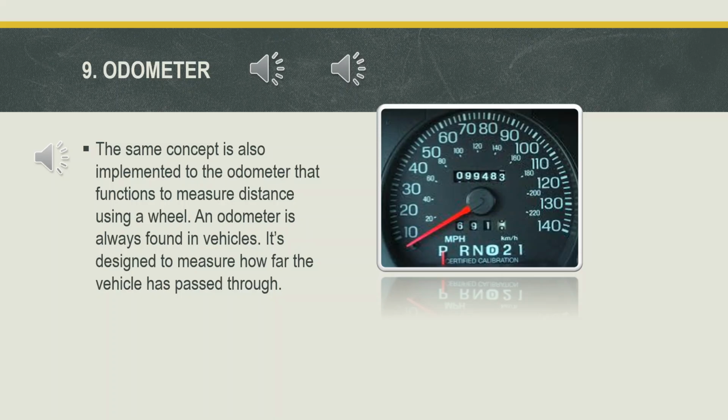This is commonly found in every vehicle or motorcycle. If you have a motorcycle or vehicle at your house, you can find it. The first one is the odometer. The same concept is also implemented in the odometer, which functions to measure distance using a wheel. An odometer is always found in a vehicle. It's designed to measure how far the vehicle has traveled.